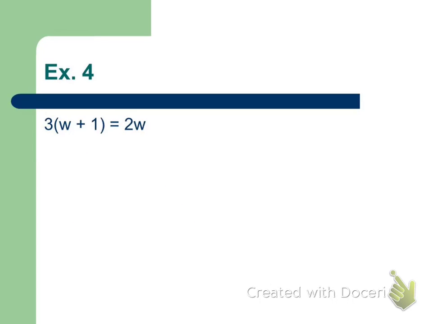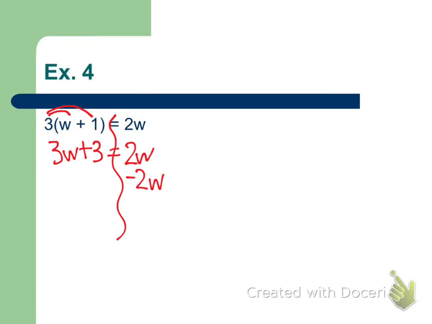Alright, on number 4. So when we distribute, what do we get, Kion? 3w plus 3. Wonderful. Okay, and then what did you decide to do next? I like that. This one's a little different from what we've seen before. What did that leave us with? Equals? What's 2w minus 2w? 0.